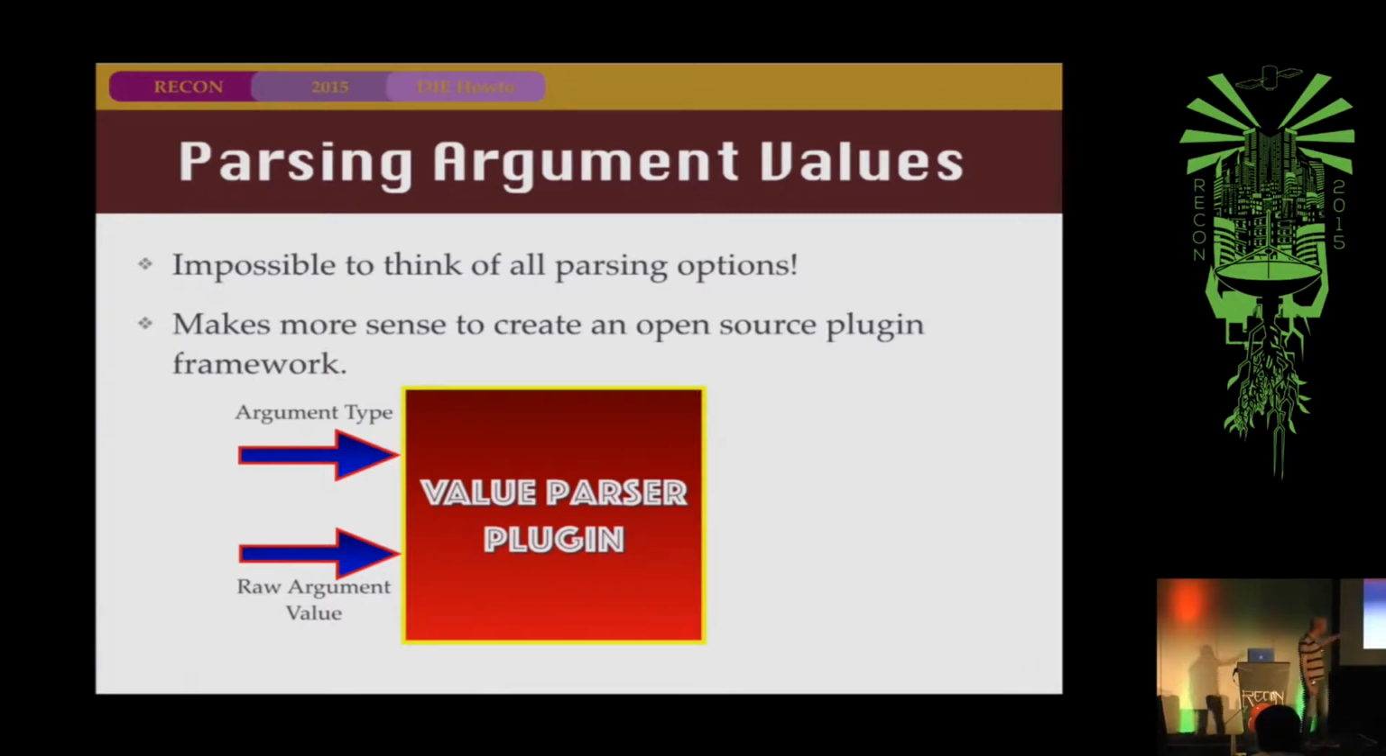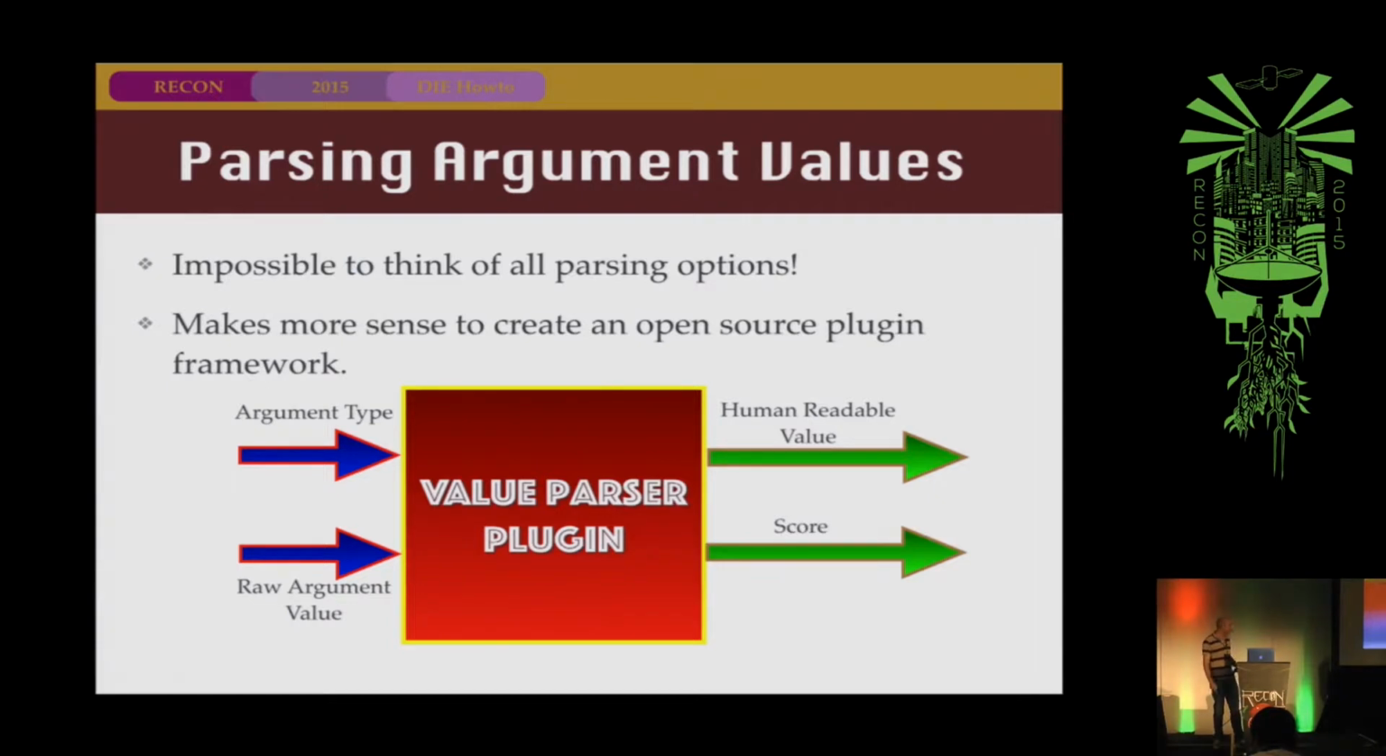Now, remember that this is actually running in runtime. So this has actual access to all memory at the point of execution. The output will be some kind of human readable value, and you decide what is a human readable value, and some kind of score. And I'll get to the score in a second.